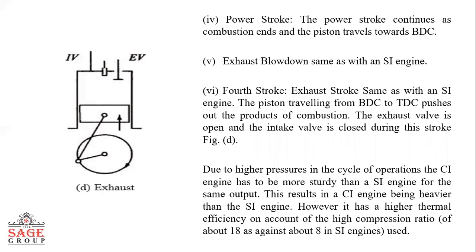Due to the higher pressure in the cycle of operations, the CI engine has to be more sturdy than an SI engine for the same output. This results in the CI engine being heavier than the SI engine. However, it has a higher thermal efficiency on account of the high compression ratio of about 18 as against about 8 used in the case of an SI engine.